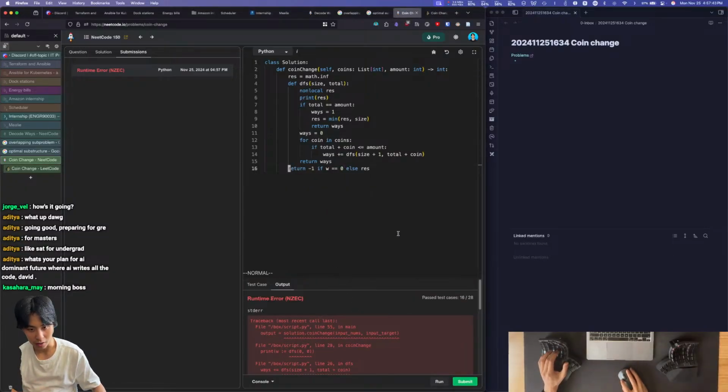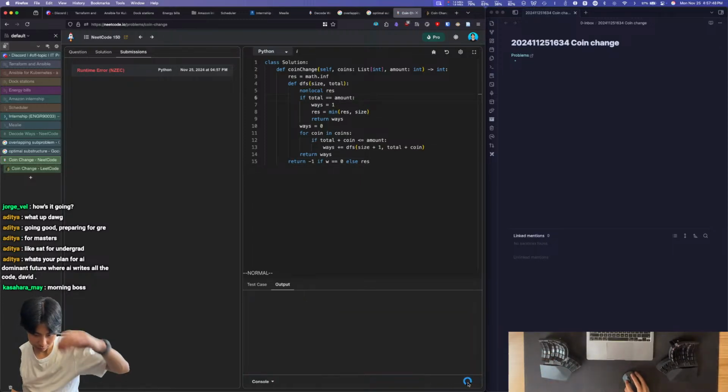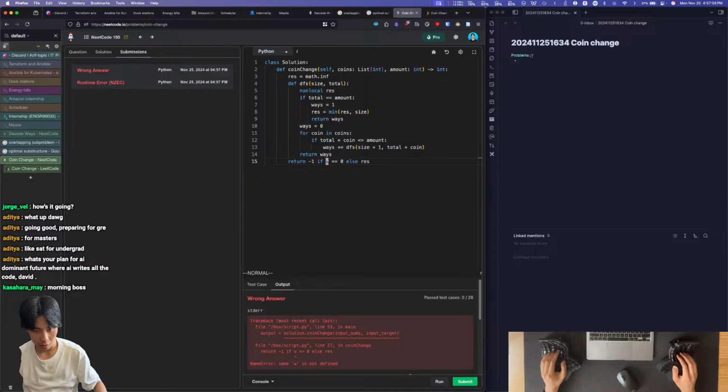File too large, that's because we print this all the time. Hold up. W is not defined for sure. We just W equals DFS of 0, 0.